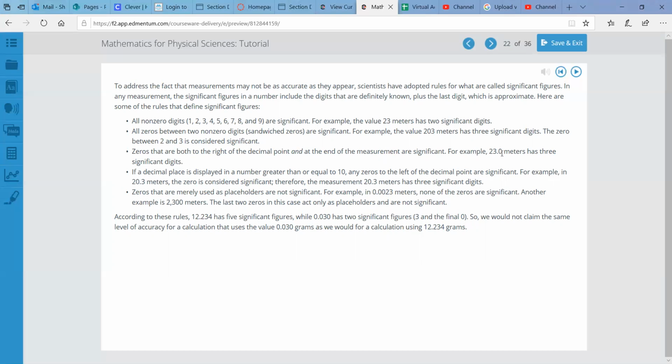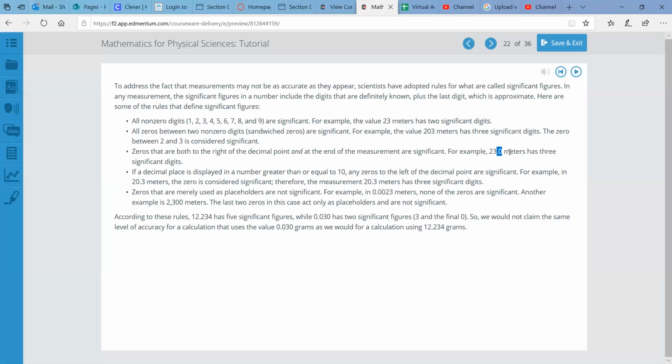So that's significant, right? That's different than this, 23. Okay? 23.0 means that you can get more accurate than this. You can verify up to the first decimal place, while in this one you can't. So that 0 is significant. That's why these are called significant figures. They have meaning, and they tell you about the tool.